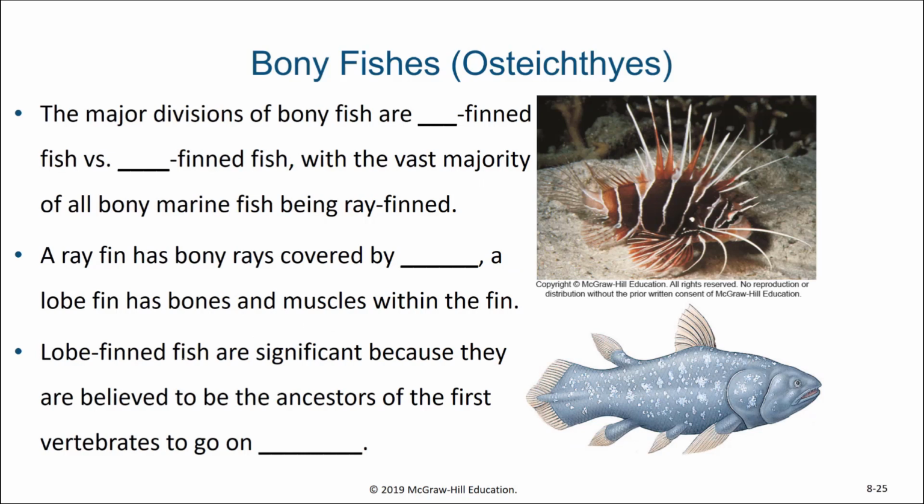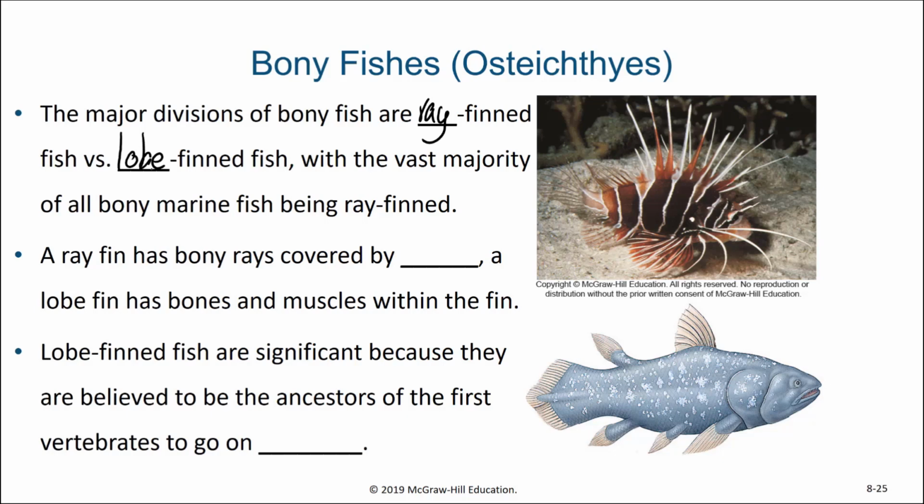The major divisions of the Osteichthyans are into ray-finned fish versus lobe-finned fish. Although, to be fair, the vast majority of bony fish are ray-finned fish, with only very few being lobe-finned. Now, the reason why we care about lobe-finned fish is because they are believed to be the ancestors of the first vertebrates to go onto land.